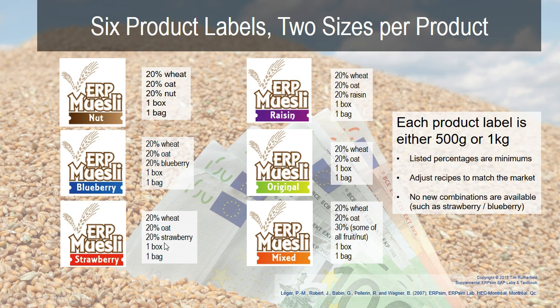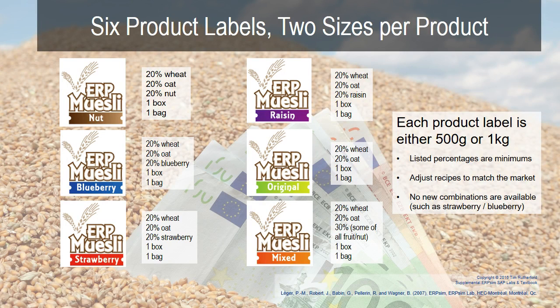Some items to note within this is as you get more experience, you'll want to adjust the recipes. You do need to meet these minimum requirements for the ingredients, but how you mix them is up to you. And you will want to end up meeting the market. So they may want a little bit more of something or a little less of something else.